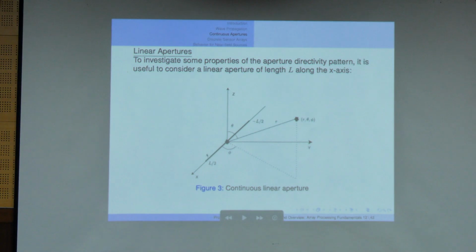So we need to define what the aperture function is first, which means that for each point, what is its contribution to transforming the propagating wave into electrical signal.